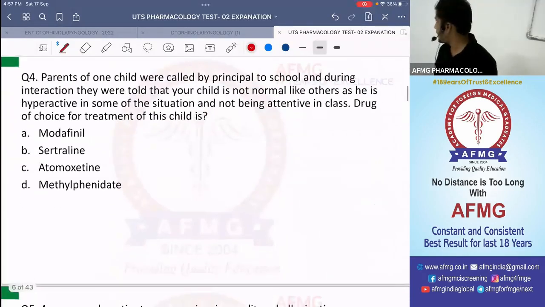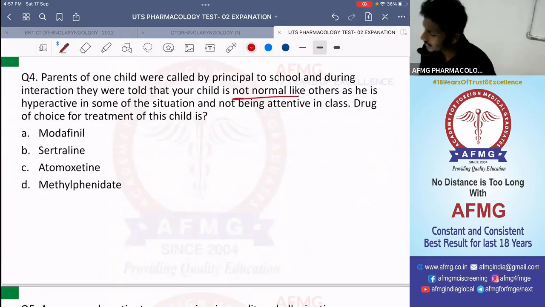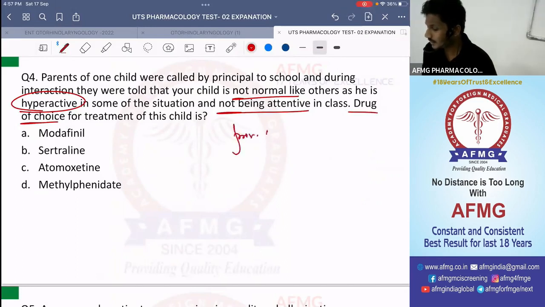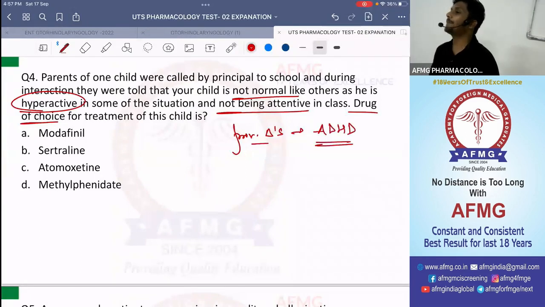Question number 4 की अगर मैं बात करूं, parents of one child were called by the principal to the school and during interaction they were told that your child is not normal like others as he is very hyperactive in some situations and not being attentive in class. Drug of choice for the treatment of this child is, first of all, what is the provisional diagnosis? Answer is ADHD, that is attention deficit hyperactivity or hyperkinetic disorder.